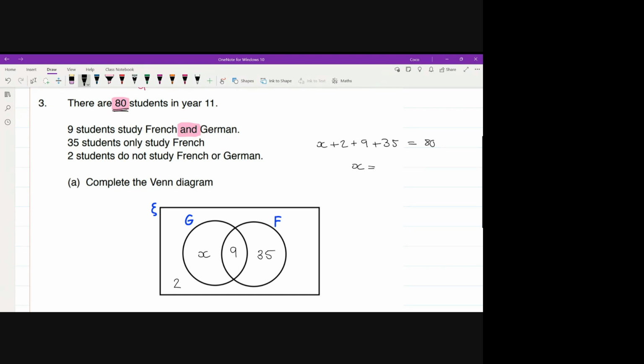34. 34. Lovely. That's the correct answer. X is equal to 34. So sometimes they will give us some information, but not all the information.